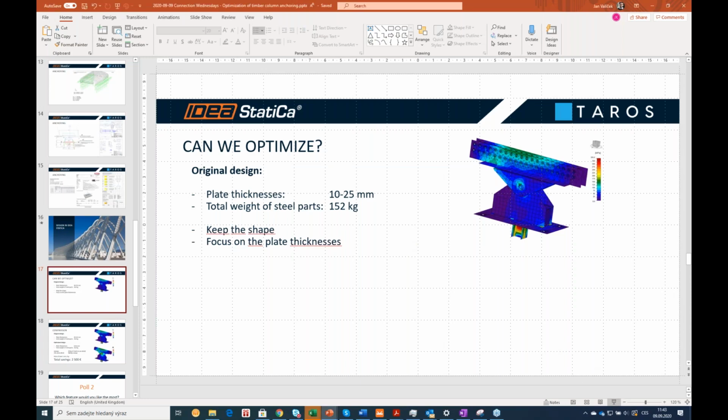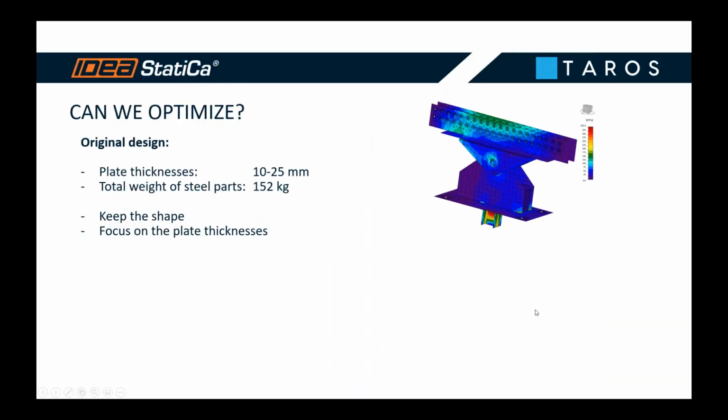But let's move on and let's ask if we can optimize this detail. Because in my original design, I used plate thicknesses from 10 up to 25 millimeters, and the total weight of steel in one detail was 152 kilograms. And I can see in this stress diagram that there may be a place for optimization.